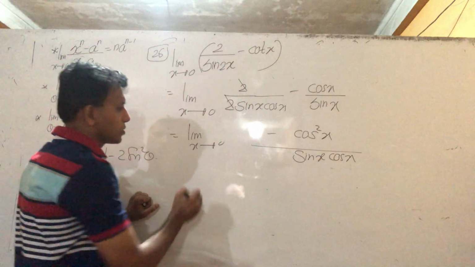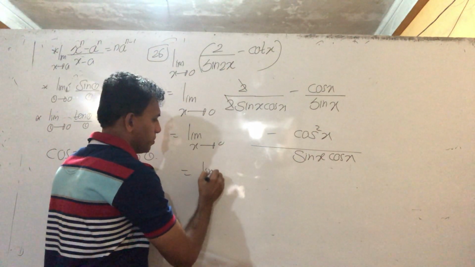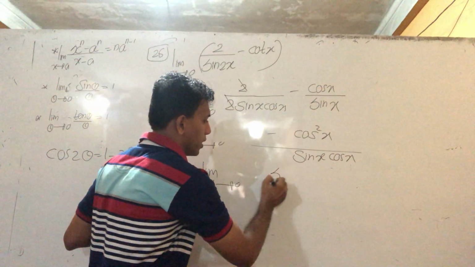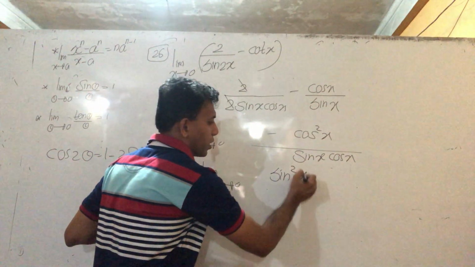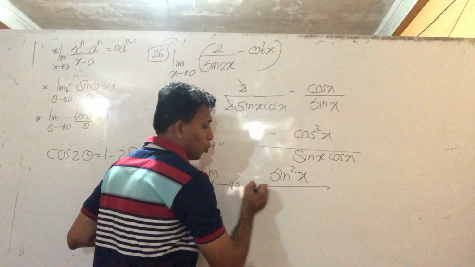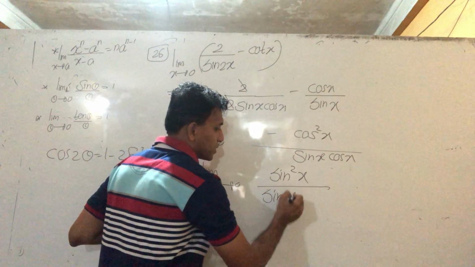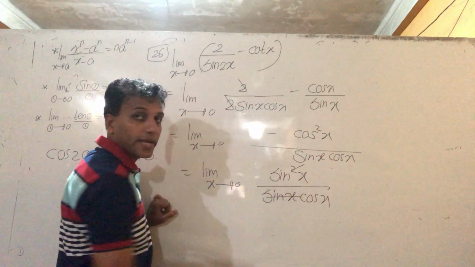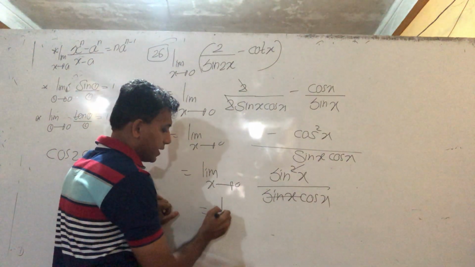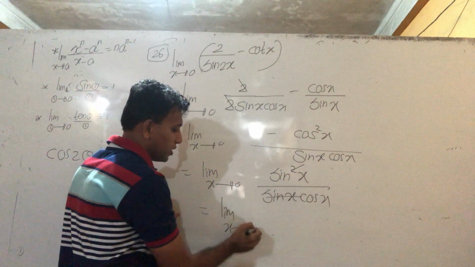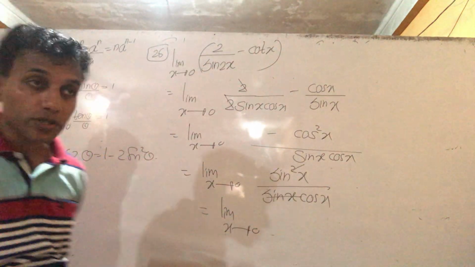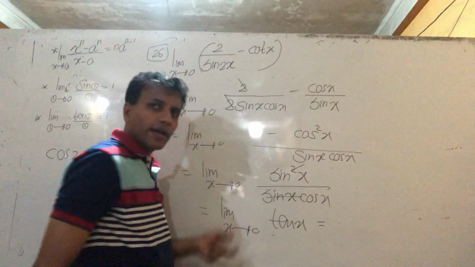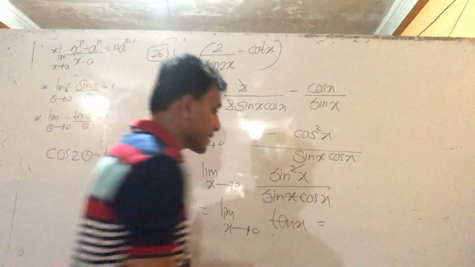Okay, use any method here. Limit x tends to 0, 1 minus cos square is sin square, over sin x cos x. One sin cancels with the one below. So limit x tends to 0, sin x divided by cos x, tan x. Now write 0 for x. Tan 0, the answer can be 0.